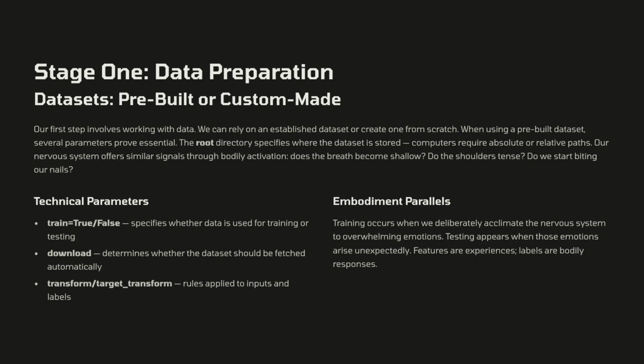Transform/target. Transform. Rules applied to inputs and labels. Features are the inputs used to make predictions. Labels are the outputs the model learns to predict. In embodiment terms, features are experiences, and labels are bodily responses.